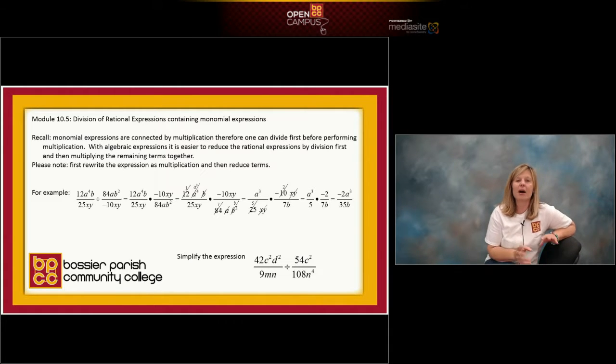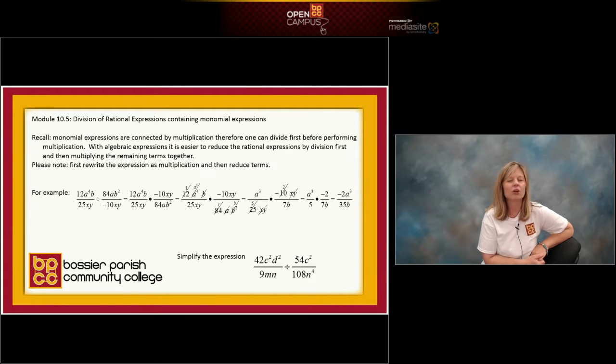If you look at my expression in my PowerPoint note, I have 12a to the fourth b over 25xy divided by 84ab squared over negative 10xy. So if you look, we have two fractions and we're connected by the operation division. In fraction land, division does not exist. Does everybody understand that? You're never dividing in fraction land.